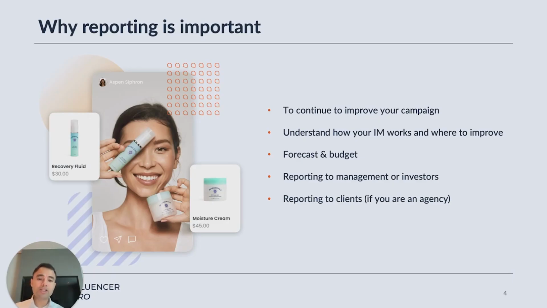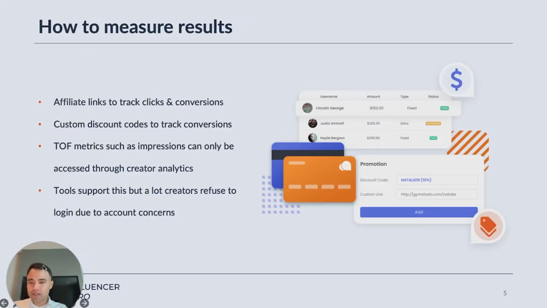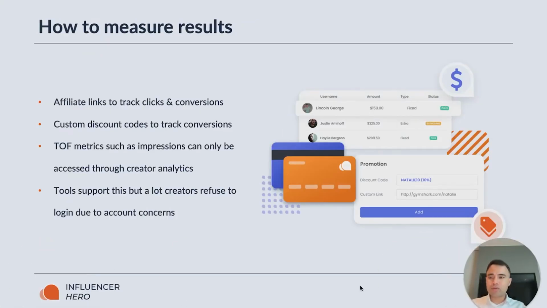If you're a marketing agency, this is super important, right? For your clients, you create detailed reports in order to share what you have achieved for them. And that's also why it is super important for marketing agencies to have a strict standard on influencer marketing reporting. Now, let's discuss a little bit more in a practical sense how to actually measure results.